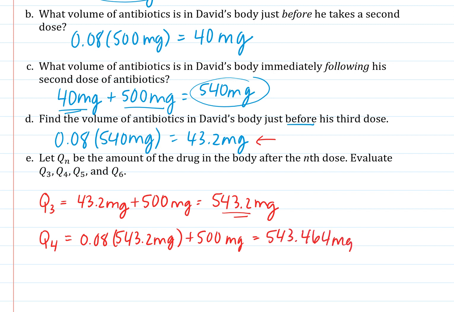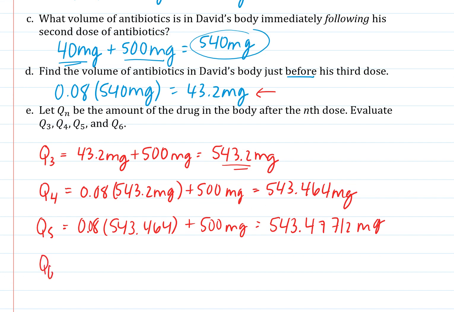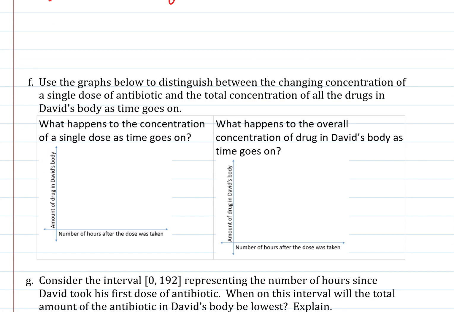is going to put him at 543.464 milligrams. And Q sub 5, again, we've got 8% of the last dose left over, plus a fresh dose, puts him at 543.47712 milligrams, and so on. Double check my math. Again, 8% left plus a fresh dose. So let's make sense of what's happening.